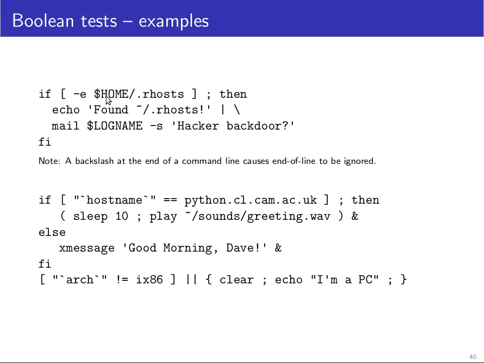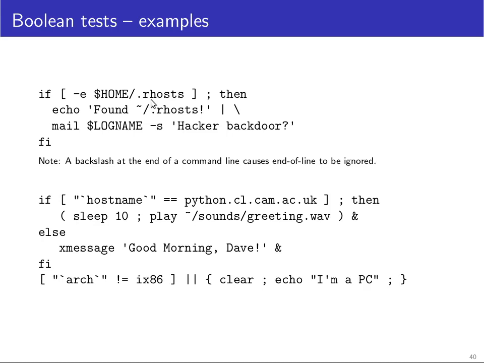test command, if in the home directory an invisible file called .rhosts exists, then we pipe the warning message "found ~/.rhosts" into the mail command. We send an email to logname with the subject line "is there a hacker backdoor?" Because the rhosts file, if present, can be used to trust certain other hosts to allow users of the same name to log in. But if the other host is not trustworthy, then this obviously can be a security hole.